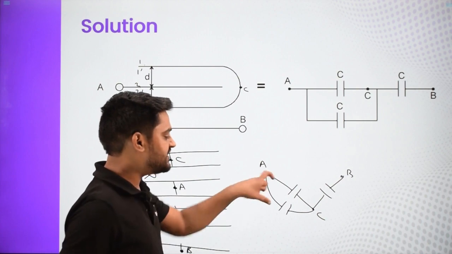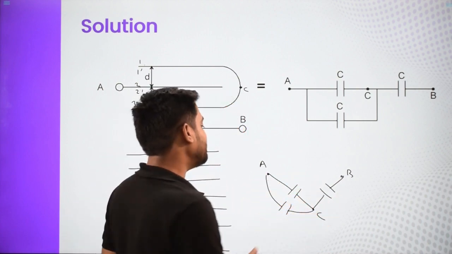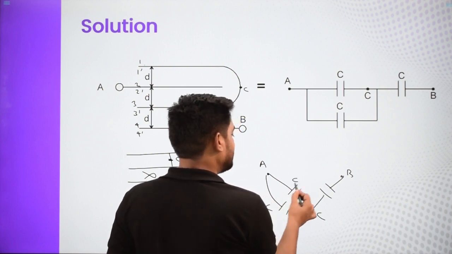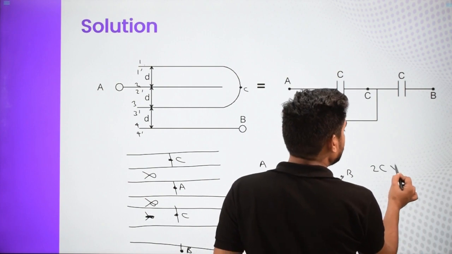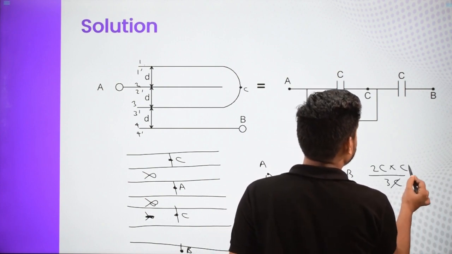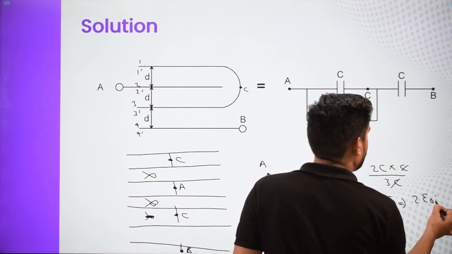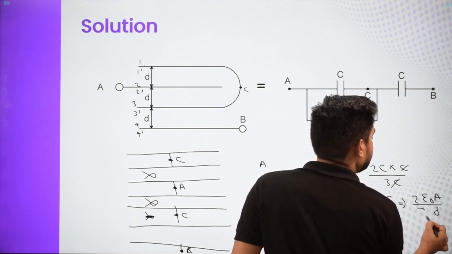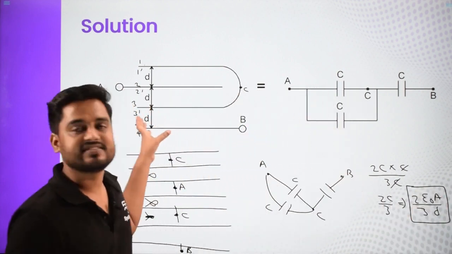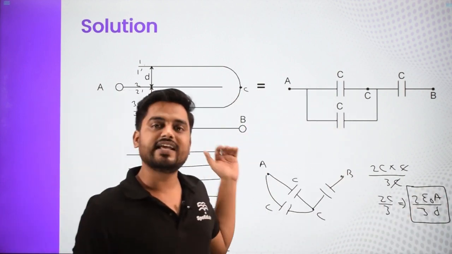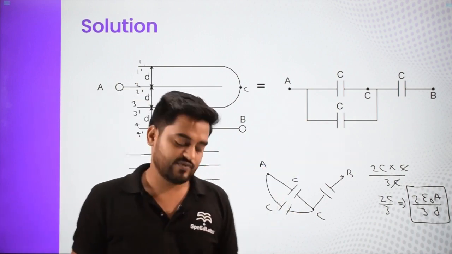So there are 2 capacitors in parallel, in series with one of them. So eventually if this is C, then the total is 2C and C, and this is nothing but 2C into C upon 3C. So eventually it is 2C by 3. So equivalent capacitance is 2 times epsilon naught A by 3D. So this is the equivalent capacitance of this entire system. You just redraw it, you just name each of the plates, redraw and find the equivalent. That's how it has to be done.